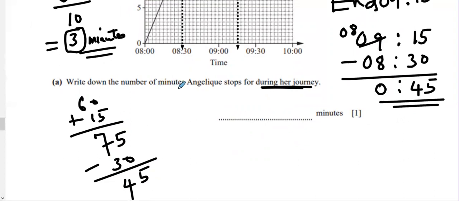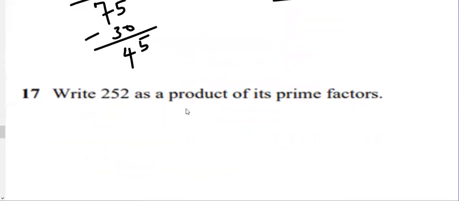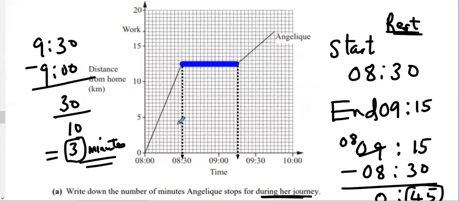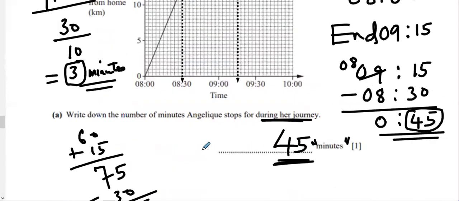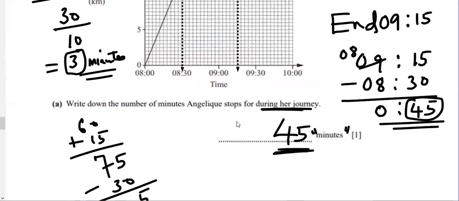So write down the number of minutes. The number of minutes is this one here, 45. So don't write 45 minutes because minutes is already there. Just go ahead writing the number 45 like so. Okay, so I hope that is clear. Before I go further, take your time, pause this video, and then go ahead copying the notes. And then you can move on to the next question.